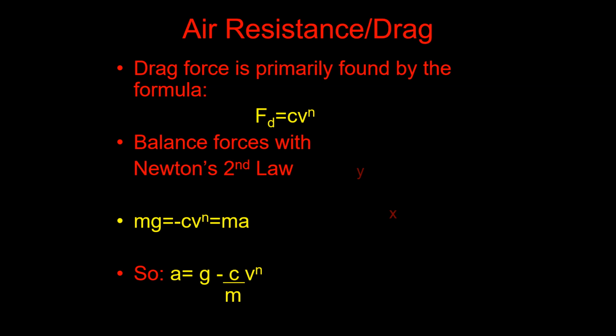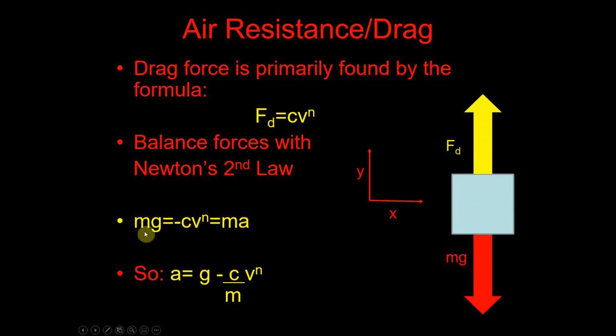So, if we were to hit terminal velocity with this particular object, this would be at a point where mg downwards was equal to negative cv^n upwards. As with any force, we can say F is equal to ma. This usually results in an expression just for the acceleration of the body. So acceleration will be gravity downwards minus c over m times v to the n.